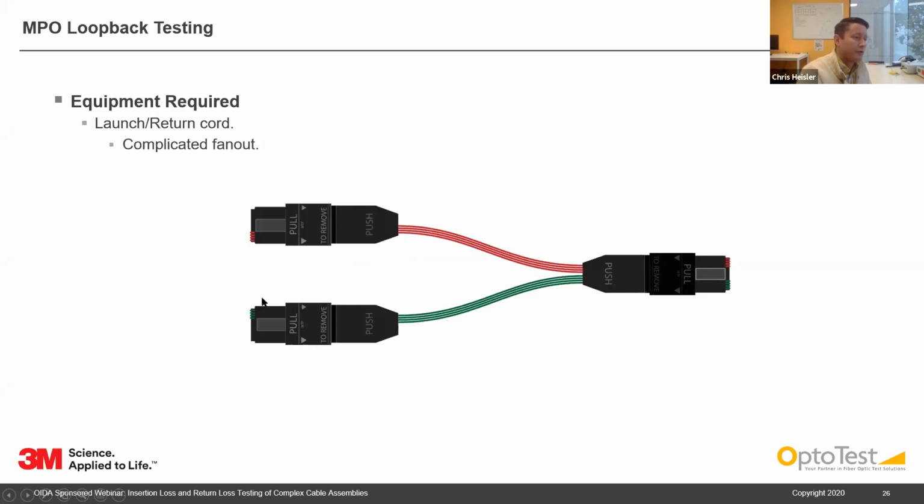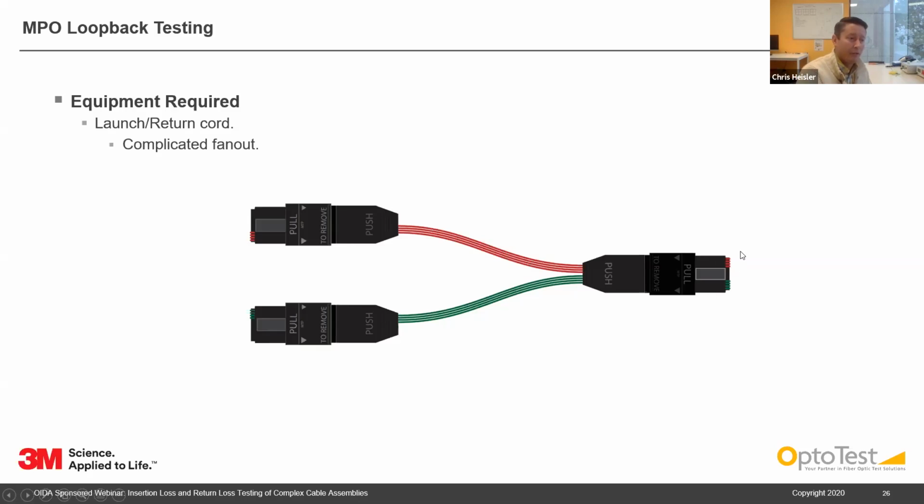Now, this is another portion of the optical assembly we're going to use for testing. This could be called a launch/return cord. It's somewhat of a complicated fan out. We have 2 MTPs that fan into 1 MTP. We populate fibers 1 through 4 on this MTP, and those route to fibers 1 through 4 on this MTP here. And then we're going to have the return path.